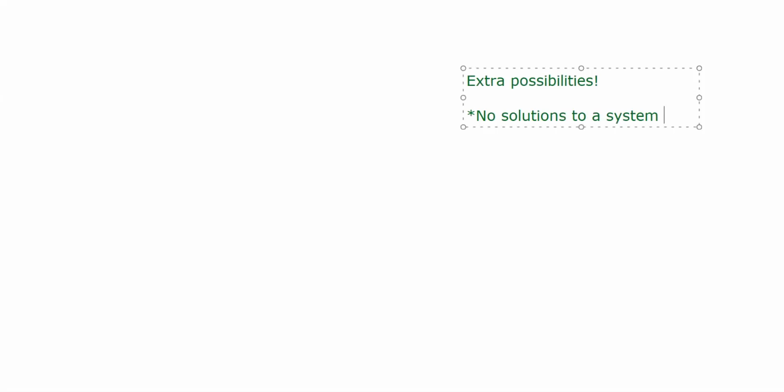Now, so far, all the systems we've solved have had a single solution, just a single ordered pair, and it was really easy. But there's extra possibilities. You can have no solutions to a system, which means you could say the solution set is the empty set. That's one possibility. There's no solutions, so there's empty.